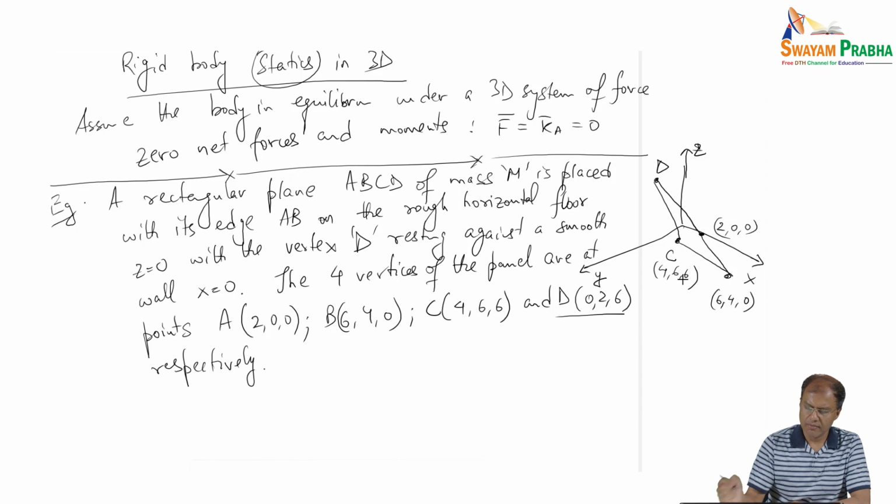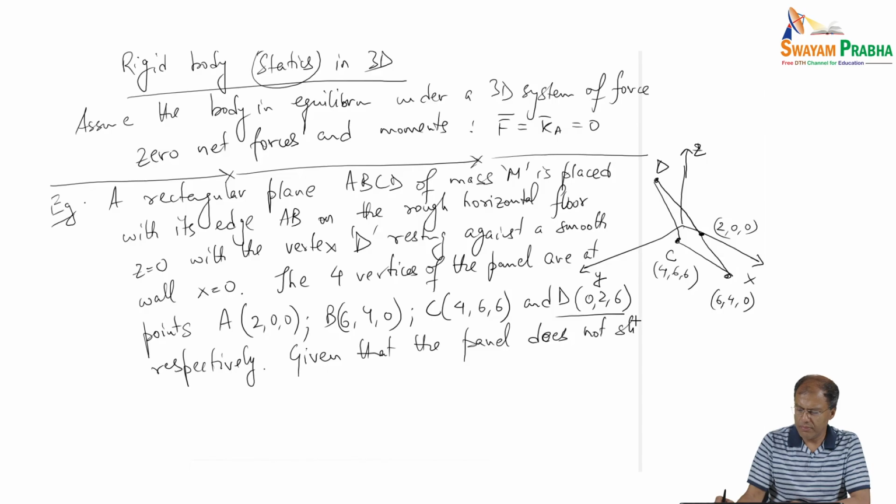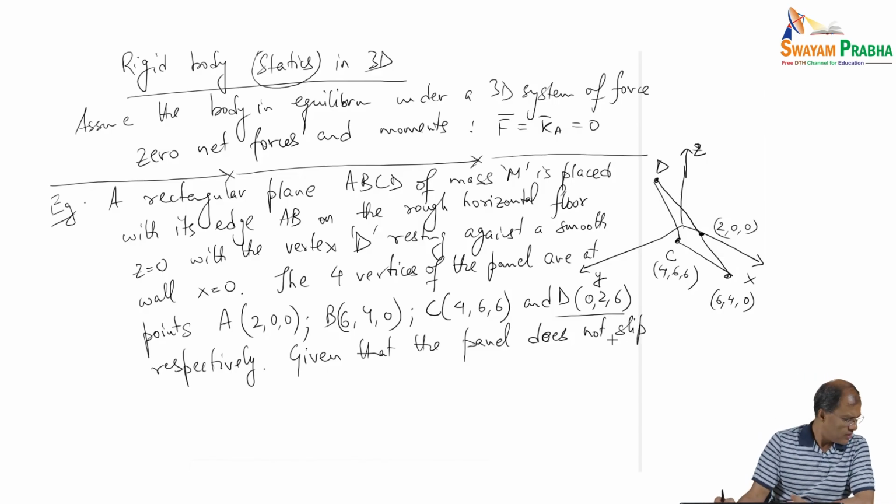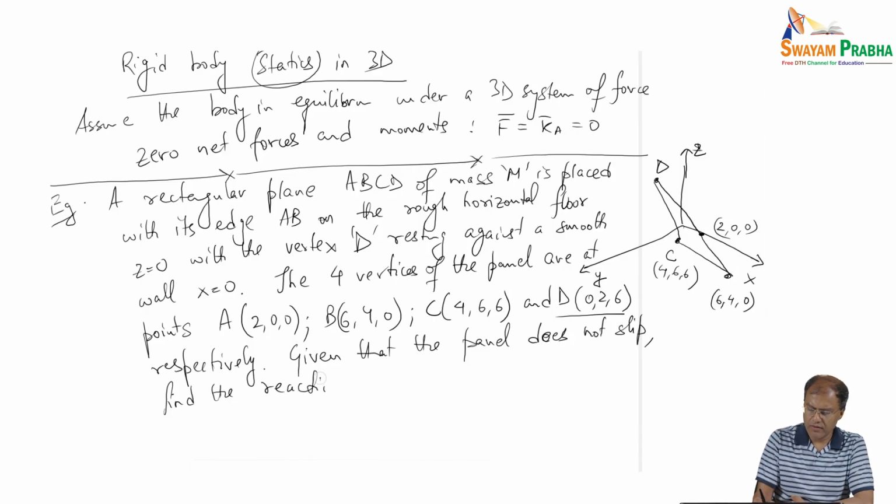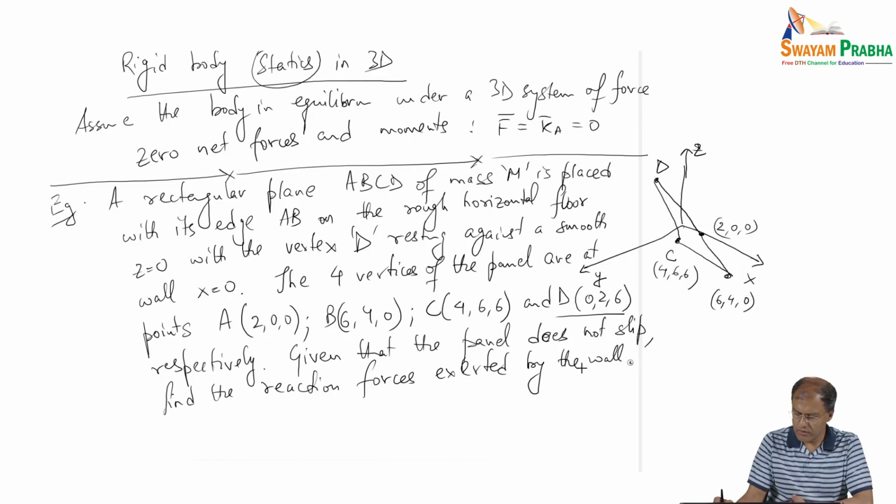And we see that the point C is in 3D space, which is given by (4, 6, 6). Okay, so now the problem says, given that the panel does not slip, we need to find the reaction forces exerted by the wall. And that's it.